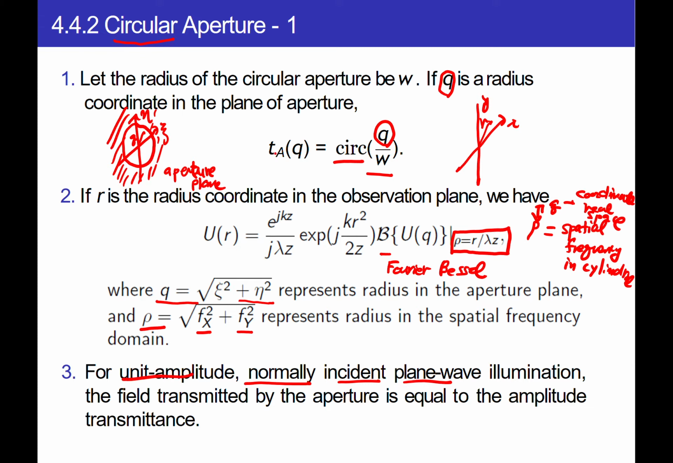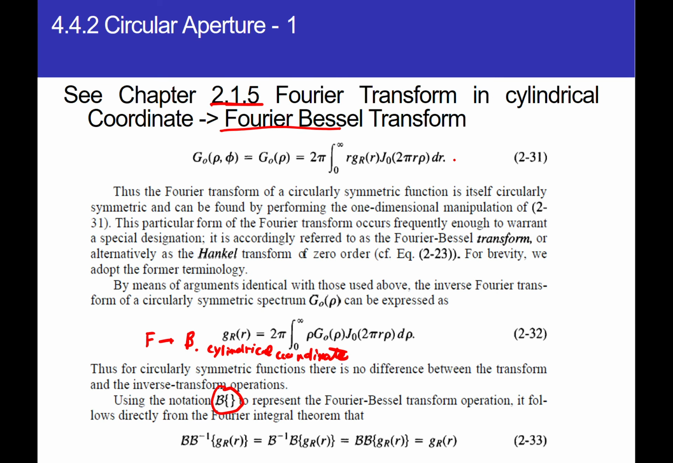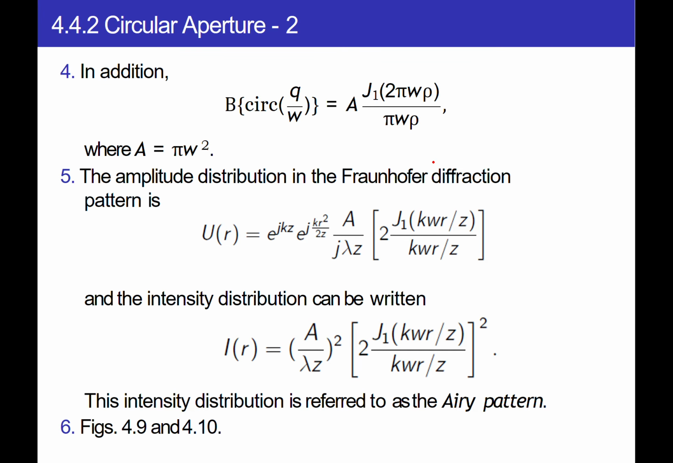then this becomes our actual field transmitted by the aperture, which is equal to the amplitude transmittance. This becomes our U of xi, eta, okay? And then our Fourier-Bessel transformation of a circle is given by this one. And then the amplitude distribution in the Fraunhofer diffraction pattern is given by this one.